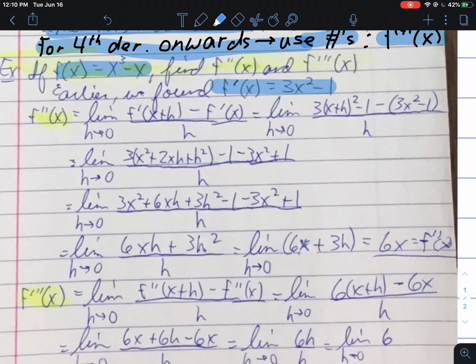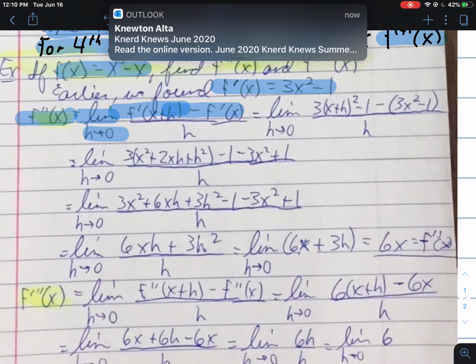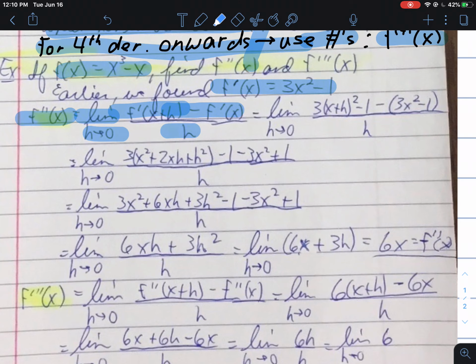F double prime then, notice the notation. F double prime is the limit as h approaches 0 of f prime. F prime is the limit of f. F double prime is the limit of f prime. So f prime of x plus h minus f prime of x over h. And so again, we plug all that in. I've got the limit as h approaches 0. There's f prime of x plus h, 3 times x plus h squared minus 1, minus f prime of x.